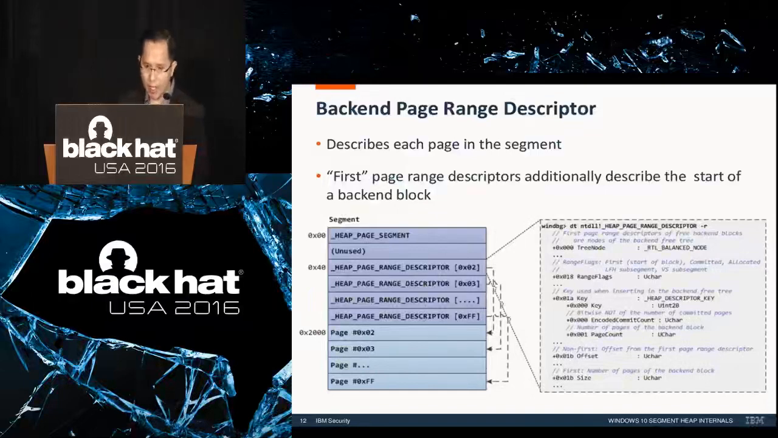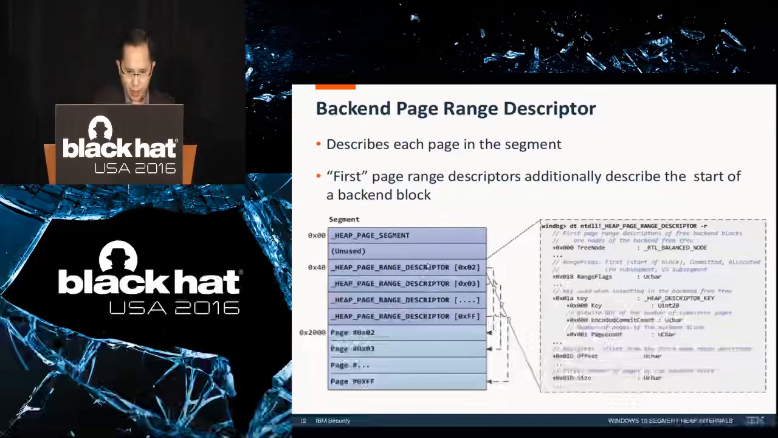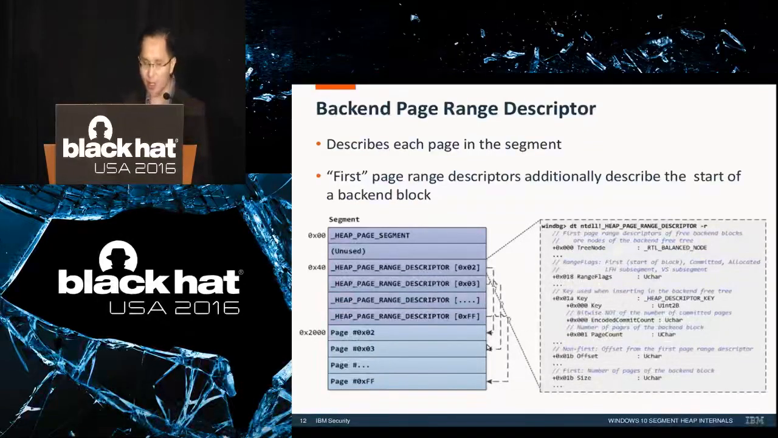So zooming in on the segment, the header consists of page range descriptors here that describe each page in the segment. There's 1 page range descriptor for every page. For example, page range descriptor 2 describes this page, and page range descriptor 3 describes this page. One of the main fields in the page range descriptor is the range flag here. It is a bit flag that describes whether the page is committed or busy or allocated.